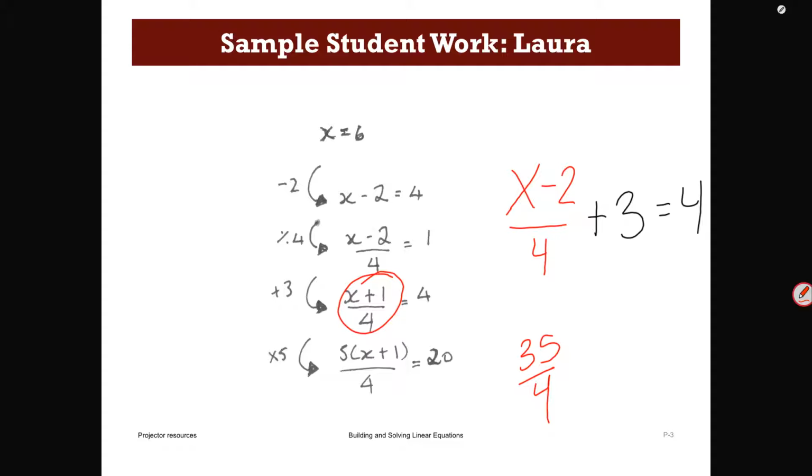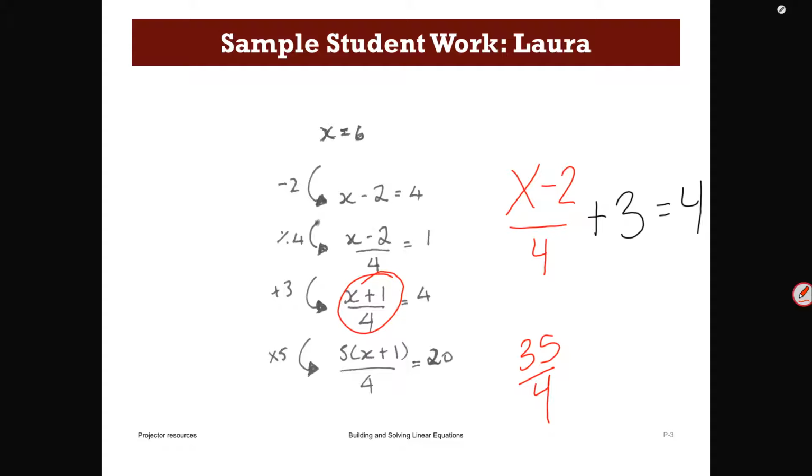At that last move where she multiplied by 5 and ends up with 5 parentheses x plus 1 over 4, did she do that step right? No. Why? Did she do it to everything? No, she only did... Look at the expression there on the left side of the equal sign. Did she multiply that whole thing by 5?